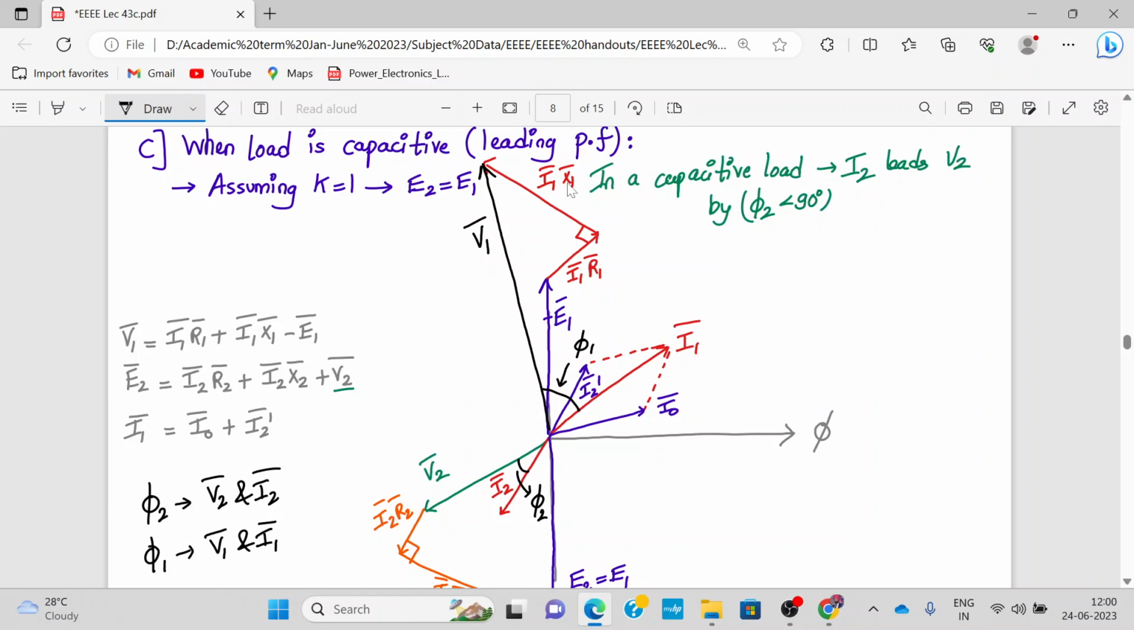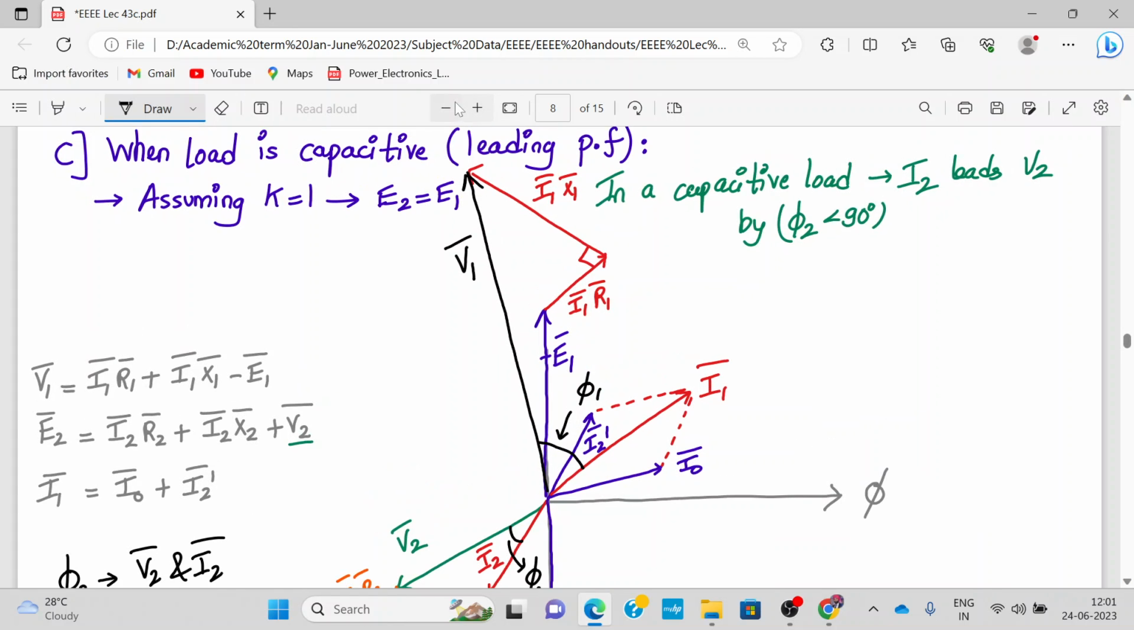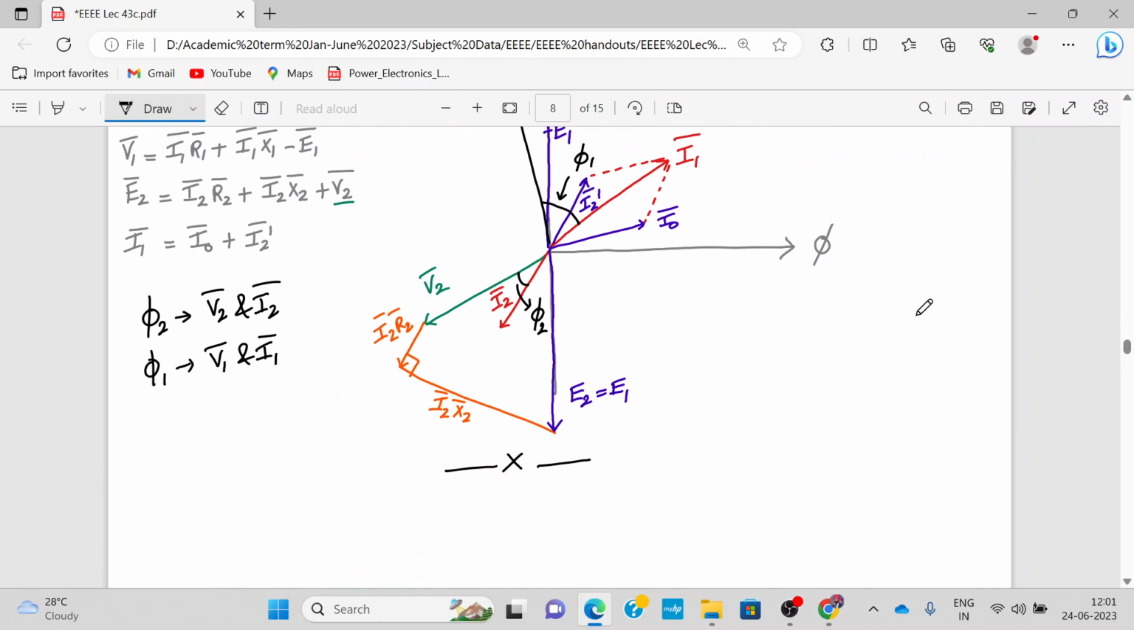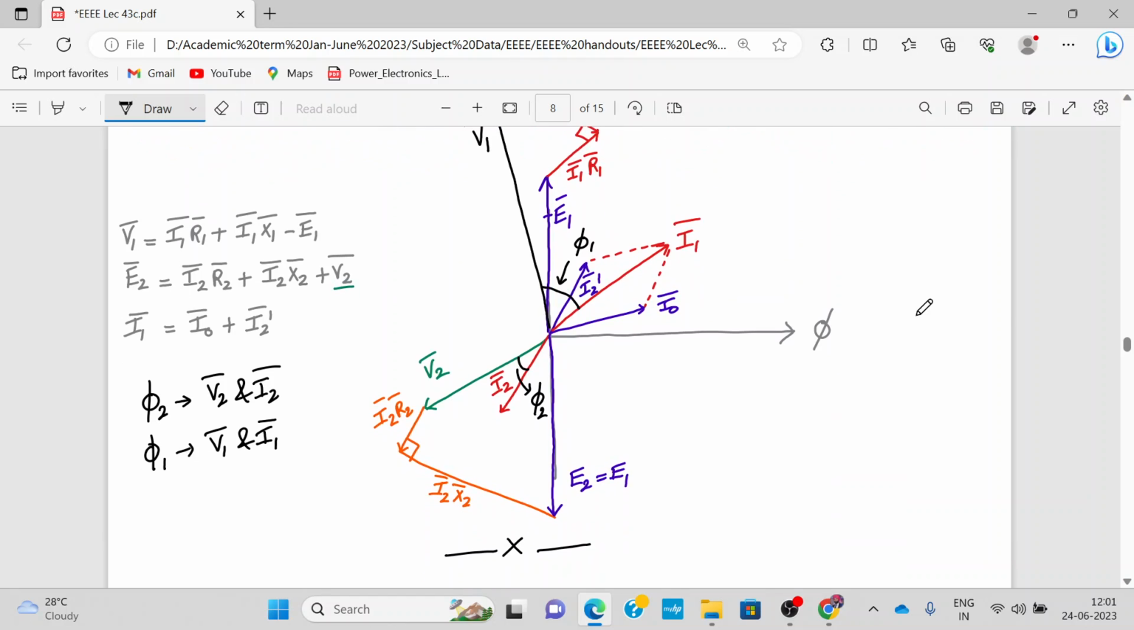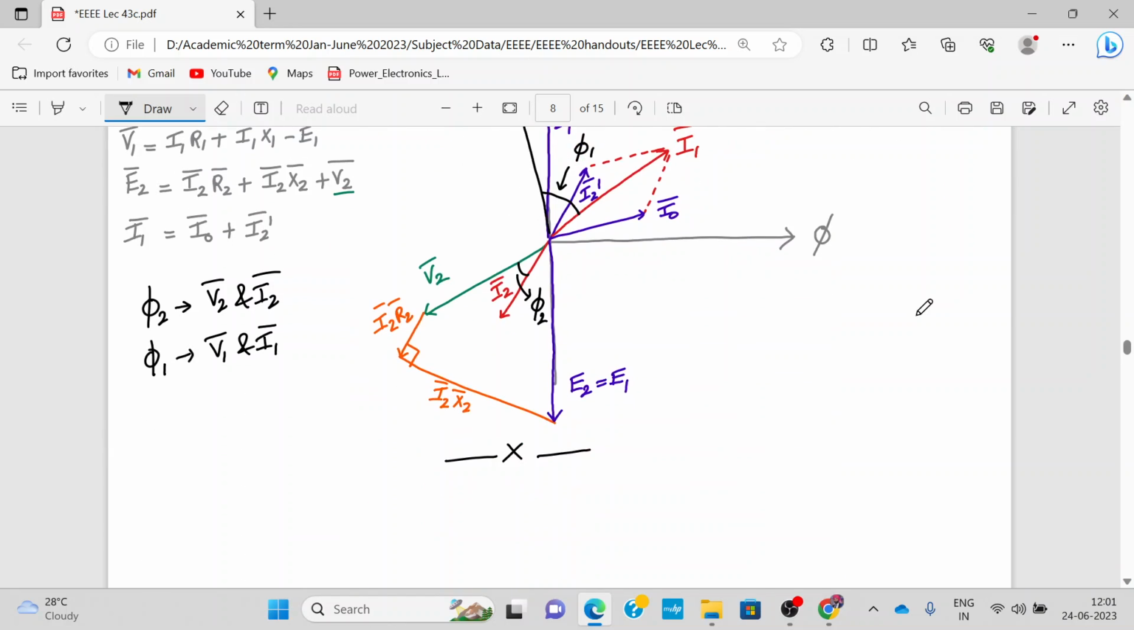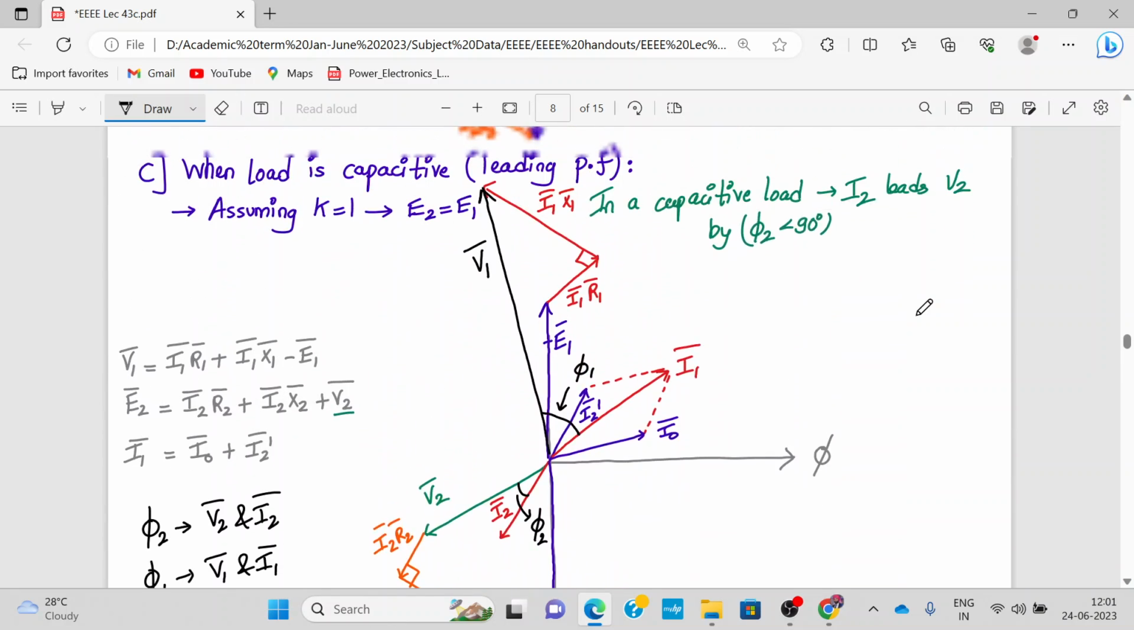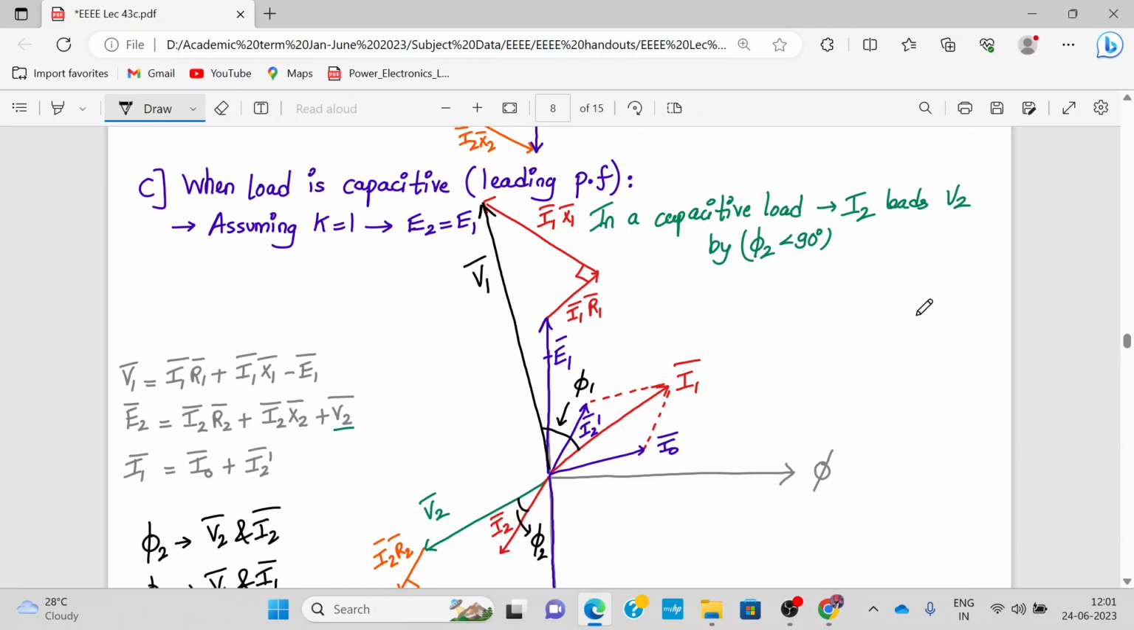Okay, and this completes the phasor diagram of a practical transformer. If it comes in the exam, it will definitely carry some marks, and you have to draw it systematically like the way I have shown here. I hope it is clear. You can pause and rewind the video and check how I have drawn it step by step.